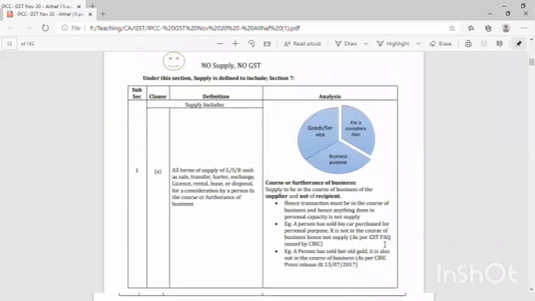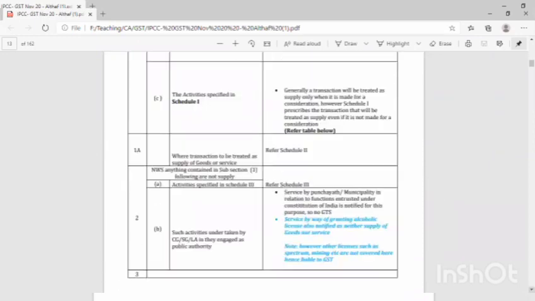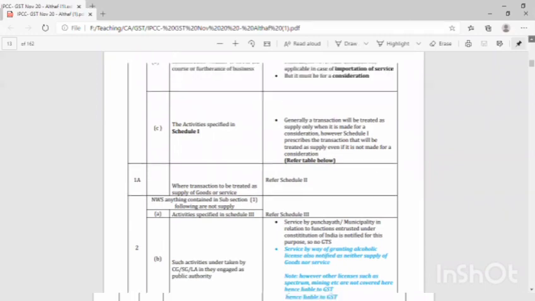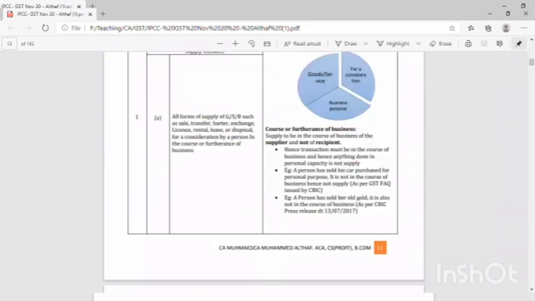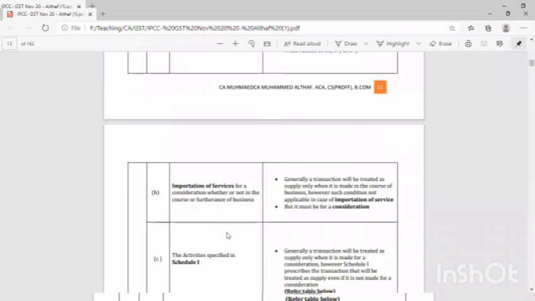Section 7, subsection 1 talks about the basic condition for supply. It must be goods or services for consideration, and it must be in the course or furtherance of business. There is no amendment in subsection 1, but one thing happened in subsection 2. You can learn section 7 very easily. Subsection 1 has 3 conditions to qualify any transaction as supply. Clause B talks about the exception to clause A.